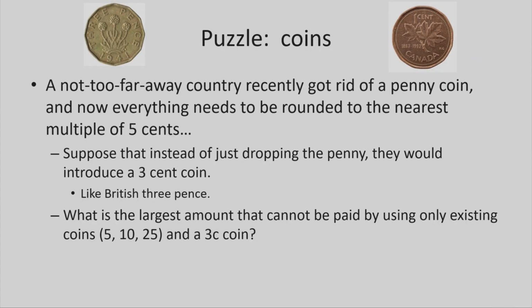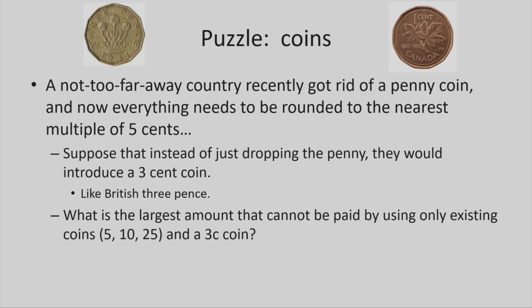Okay, so let me finish with the following puzzle. As you know, some country recently got rid of a penny coin. And now, every time you pay by cash in a store, if something costs $2.23, you pay $2.25. It has to be rounded to the nearest multiple of 5 cents. Well, that's because the nearest coin that we have now is 5 cents.